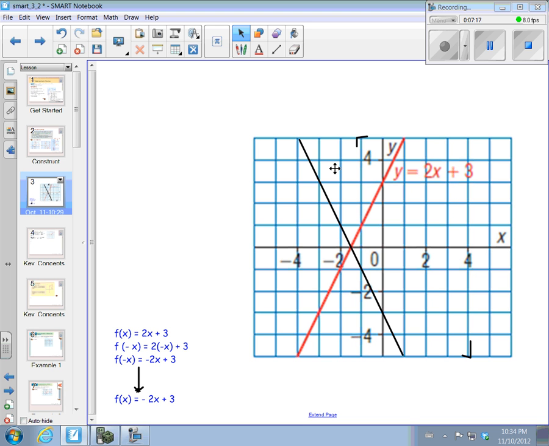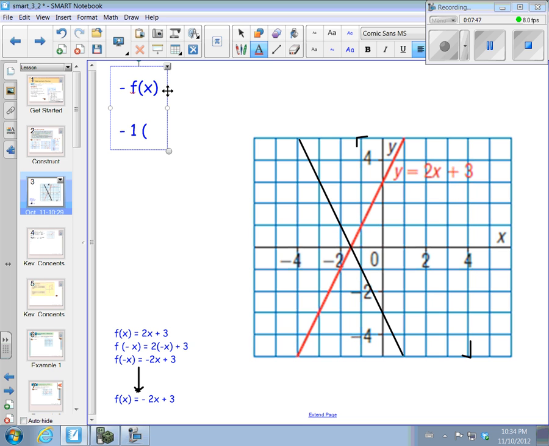Okay, what do we got here? What was I talking about? Okay, I was talking about this vertical reflection. So the mapping rule for a vertical reflection is negative f at x. You check back to your poster and you can see that. Basically what we're doing is we're multiplying the function itself by negative 1.